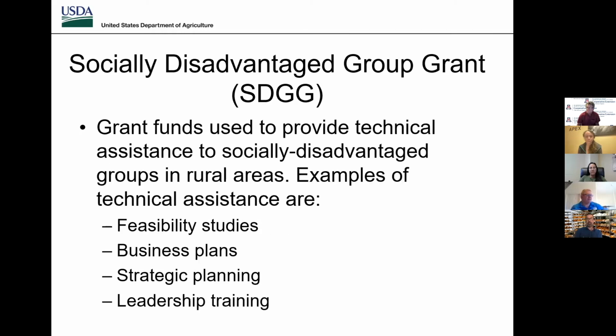What are the funds to be used for? Grants are used to provide technical assistance to socially disadvantaged groups in rural areas. Examples of the assistance are technical or feasibility studies, business plans, strategic planning, and leadership training of the folks in the socially disadvantaged group. The critical thing is that we have to be studying whether or not the cooperative form of business is something that will work. So what we're trying to see is whether mutually owned, cooperative owned businesses will work. That's the technical assistance.